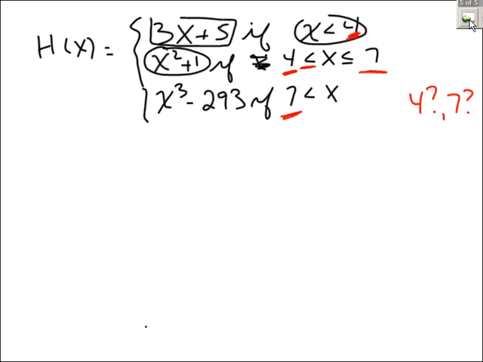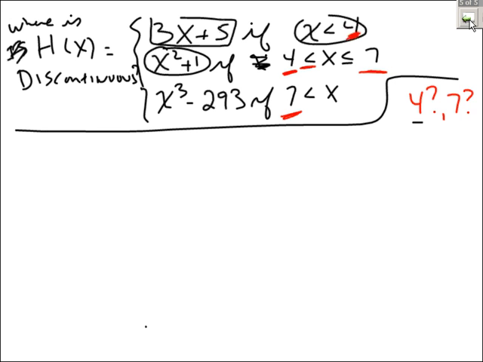In the safe space, I'll ask the question here. Is h of x, excuse me, to the left there is. Where is h of x discontinuous? Now the answer may be nowhere. The answer may be it's continuous everywhere. So the cutoffs are at 4 and 7. So let's look at 4. What's going on at 4?